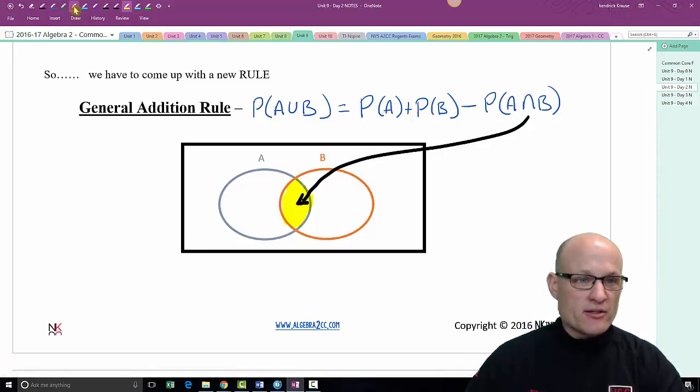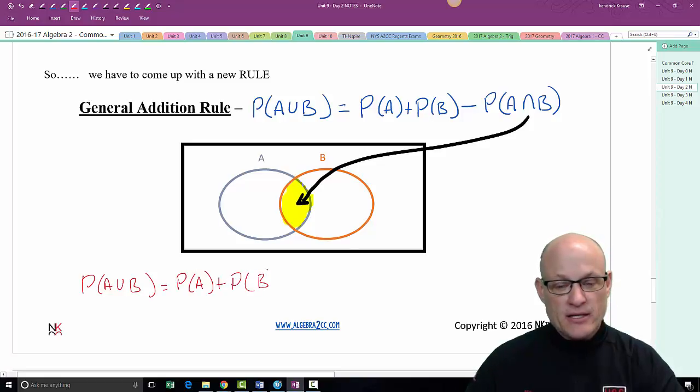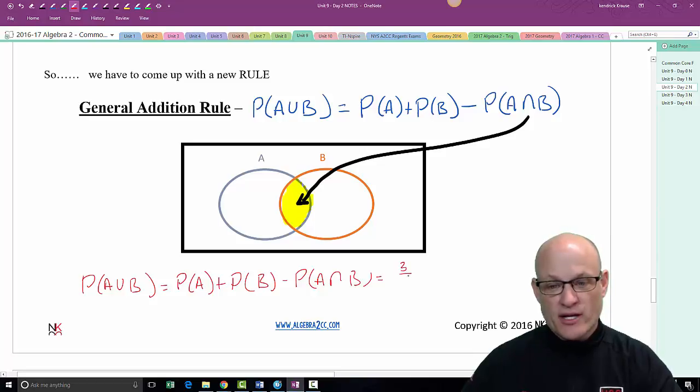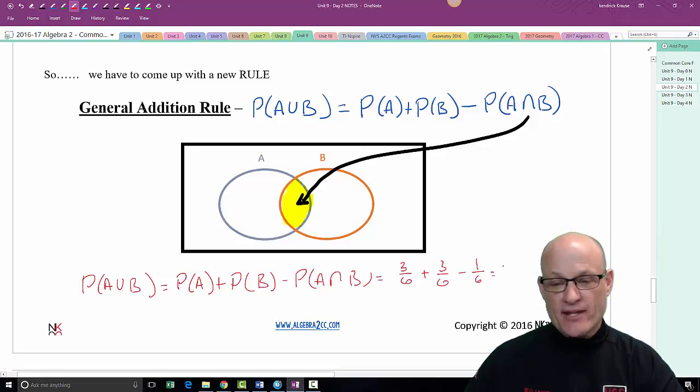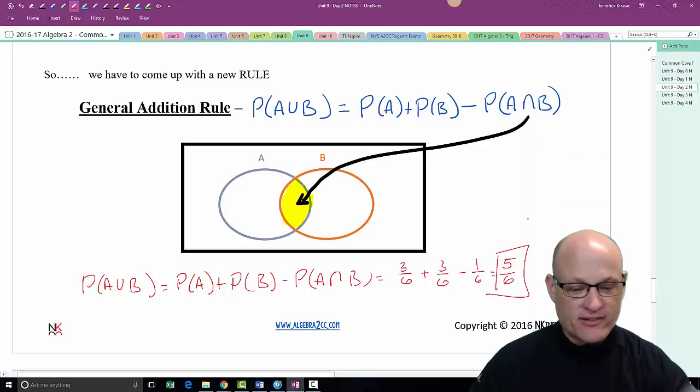So in our simple example, the probability of A or B is equal to the probability of A plus the probability of B minus the probability of A and B. The probability of A we said was 3 out of 6. The probability of B was 3 out of 6. And the probability of A and B both occurring is 1 out of 6. So we add those up, we get 5 out of 6. Now this is a relatively simple example. It gets a lot more complicated. Don't think that's exactly where we're ending.